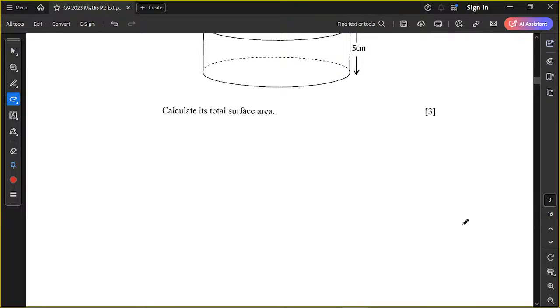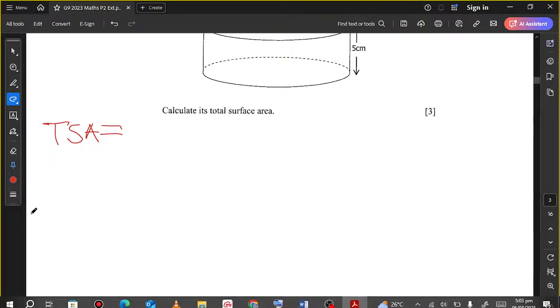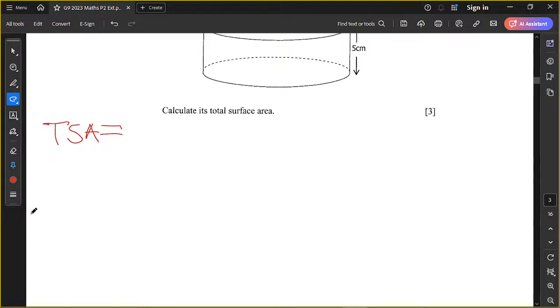I want someone to share with me the formula in the comment section. Which formula do we use for the cylinder? So the total surface area of the cylinder, I'll start for you. I'll write TSA. This is total surface area of a cylinder. Now how do we write the formula?